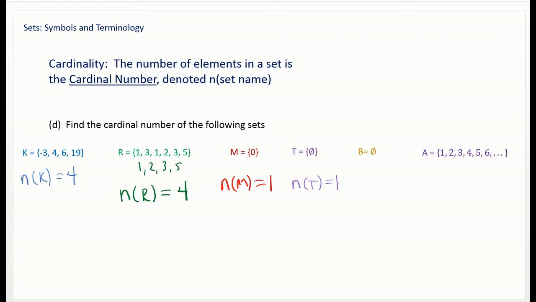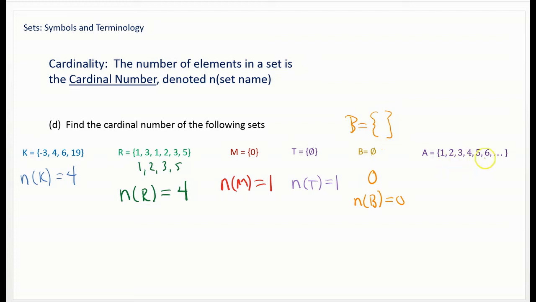On the other hand, this guy right here, the set B is the empty set, has a cardinality of 0. So I could say n of B is equal to 0 because there are no elements in this set. Make sense? I could also say B is this. There are no elements in that set either. It's the same, it's different notation to denote the same idea.